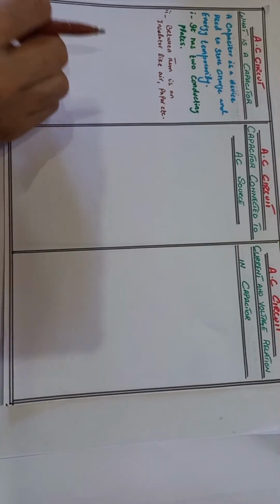Okay, third point that we discussed, that when connected to a battery or voltage source, positive charge gathers on one plate and negative charge gathers on the other plate.